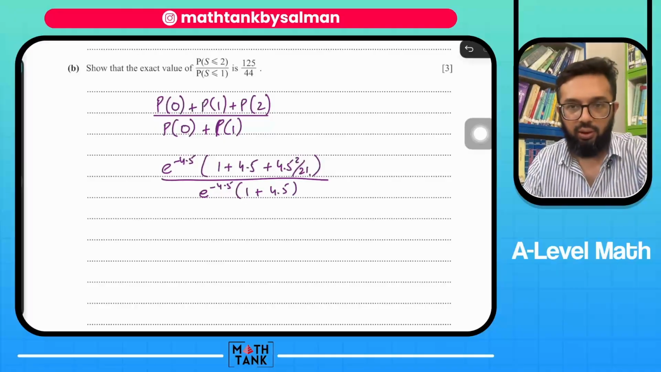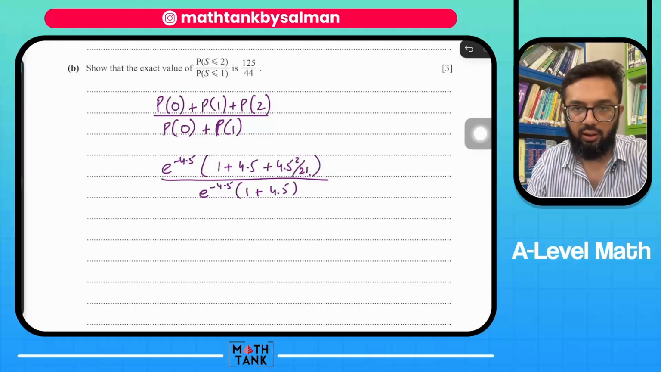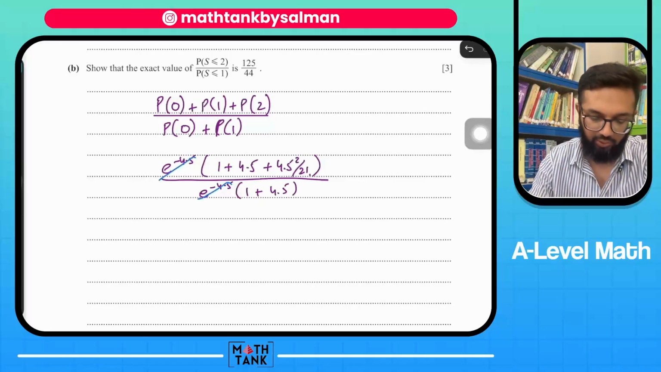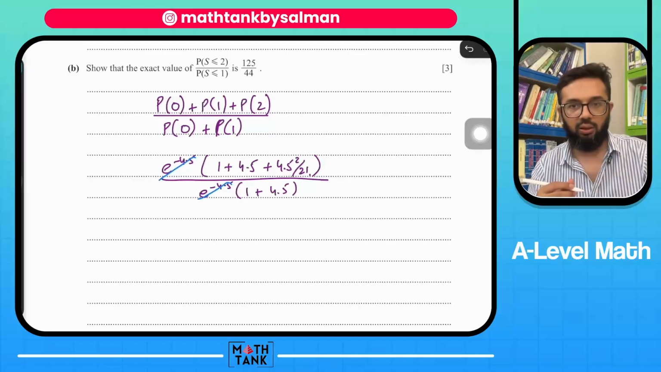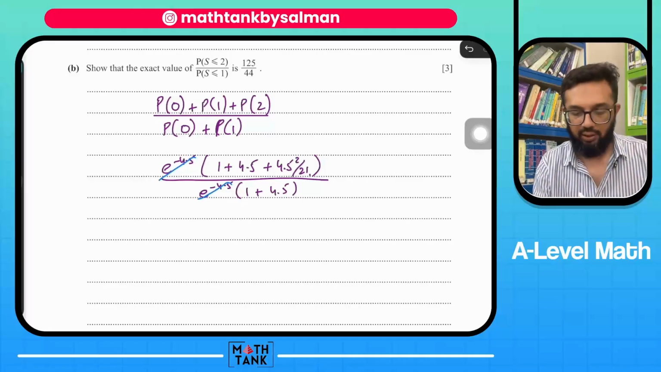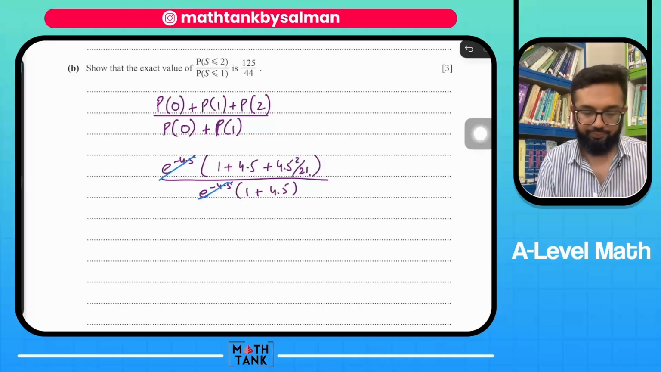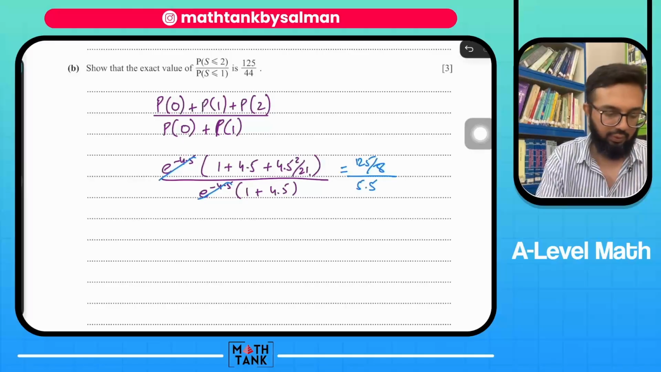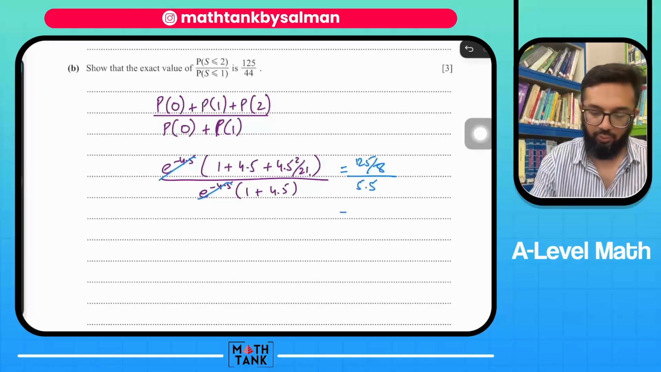So what does the numerator give me? I think I can cancel out the e's in the denominator. So this gives me, I will have to calculate this on my calculator. So 125 over 8 over 5.5. So 125 over 44 is the final answer.